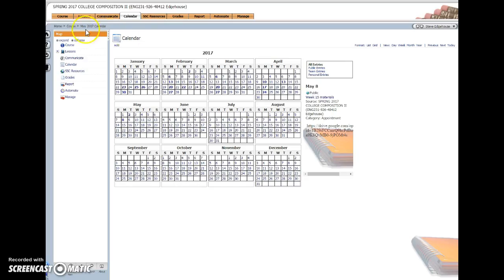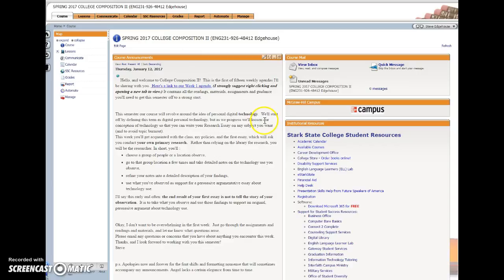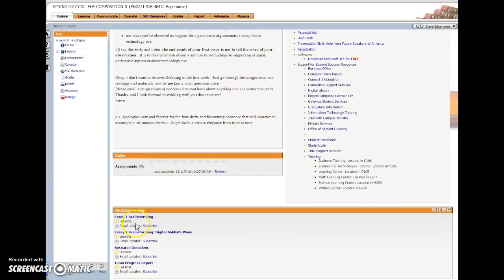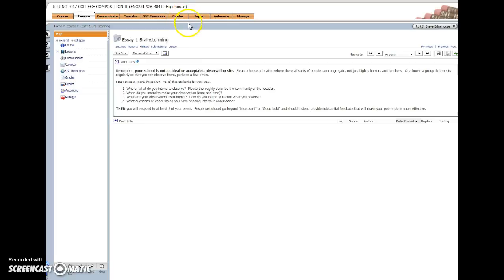So we have an SA1 brainstorming prompt here in our, I don't know if your Angel interface looks the same as mine, but you have an SA1 brainstorming. I said this last week, and so I'm not going to repeat it too much here. But you want to pick an observation path as soon as you can, and you're just going to tell us about that path. Okay, so remember, some people get really confused that your school is no good as an observation site. So pick something else.